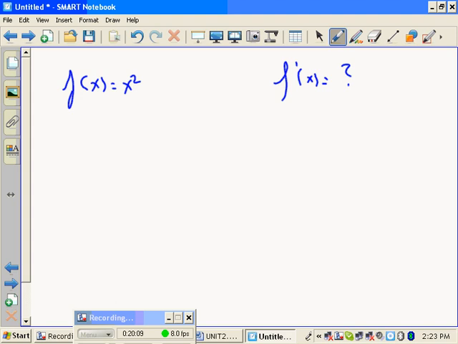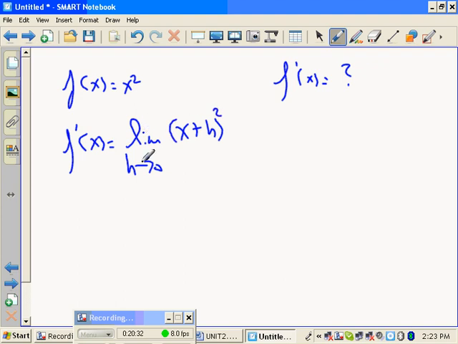Are you ready? I want to find f prime of x. Remember what it is. It's the limit as h approaches 0 of f of x plus h. That means plug in x plus h wherever you see x. So plug in x plus h in place of x, what do you get? X plus h all squared.